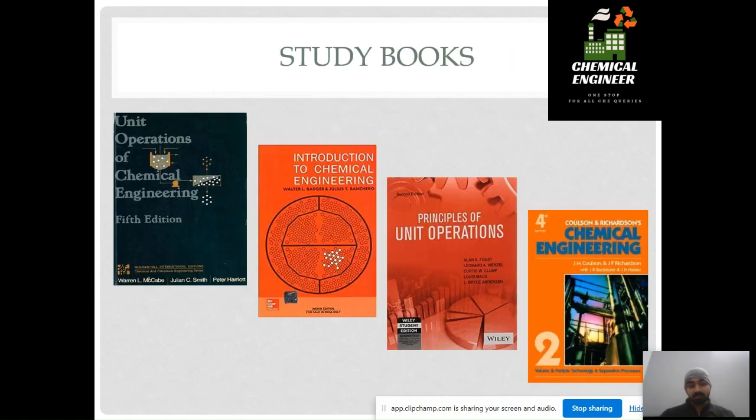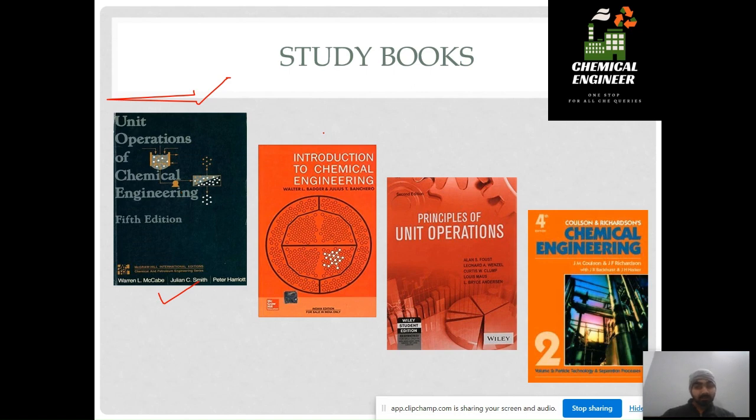These are the books that you have to refer to. First is Unit Operations of Chemical Engineering. We will be strictly following this book. Warren L. McCabe and Julian C. Smith are the authors. Okay. We will be strictly following this book, Unit Operations of Chemical Engineering, 5th edition.